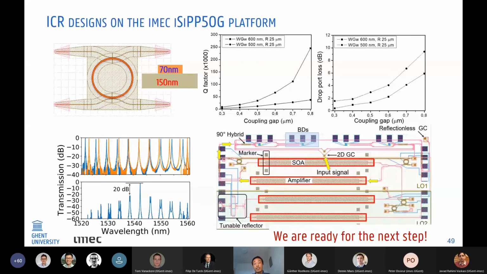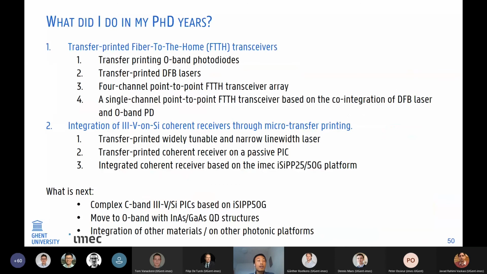And here is our design, which combines the receiver together with the integrated tunable laser, where you can see these micro rings, and also the area where we want to transfer print the III-V amplifiers. So basically speaking, everything is ready. We have all the building blocks. We should be able to realize this coherent receiver on this platform.